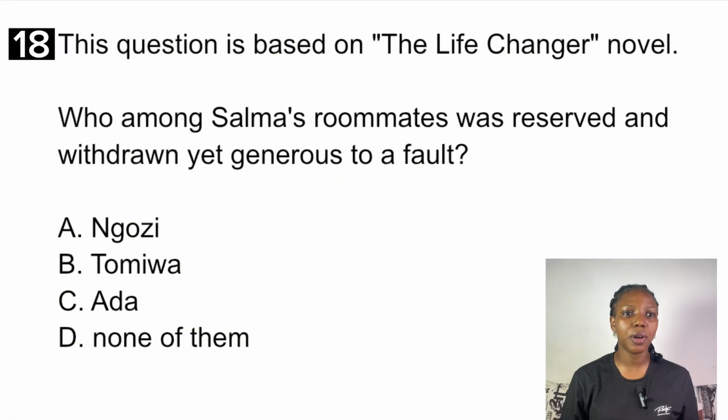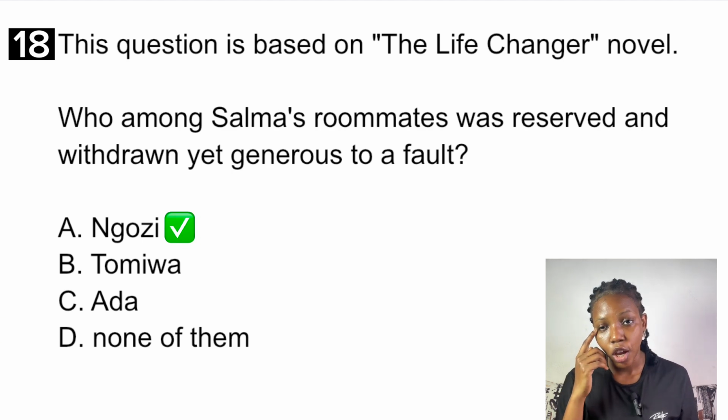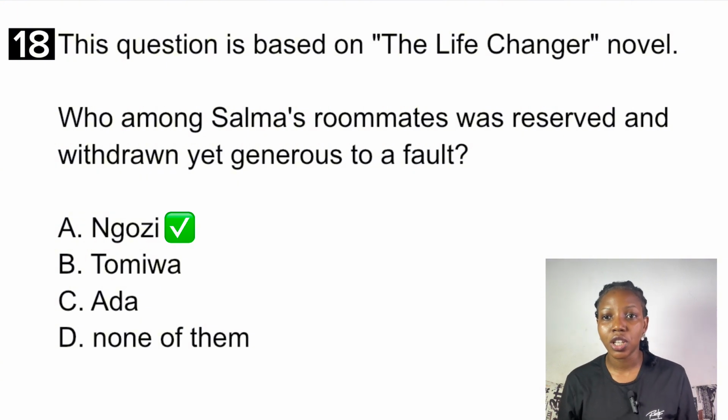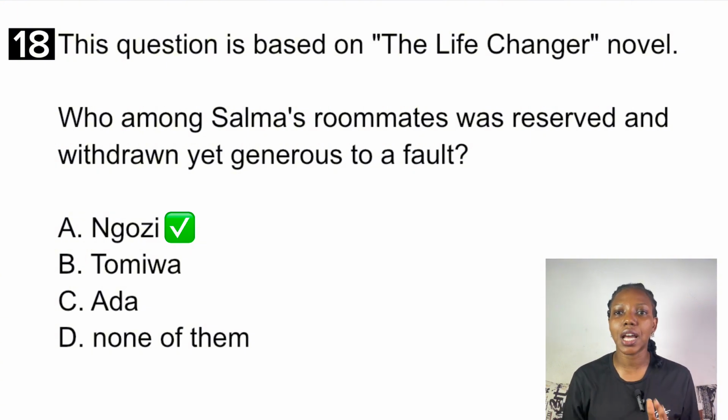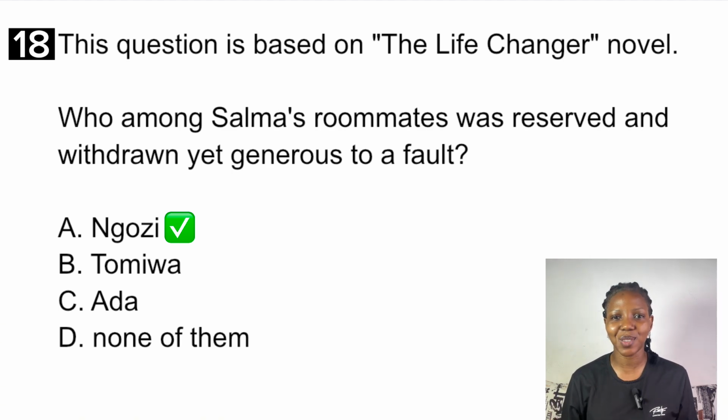So who among Salma's roommates was reserved and withdrawn yet generous to a fault? The answer to this question is option A, Ngozi. So upon Salma's registration, she realized that she had been paired with 3 other girls, Ada, Tomiwa, and Ngozi. So Ngozi is the quiet one, reserved and withdrawn, but then she's very generous. She doesn't cook for herself alone, according to the text, and we can find this on page 32. So please, if you have a different page number, share with us in the comment section. So option A is the final answer to this question.